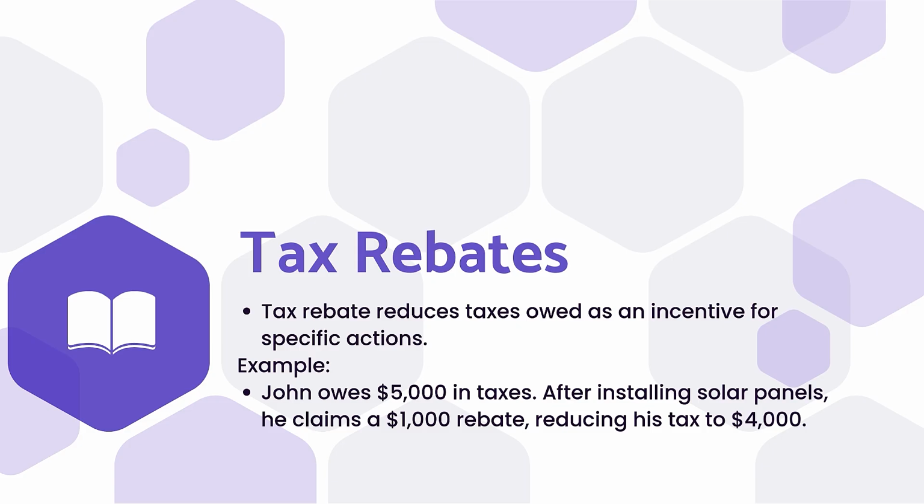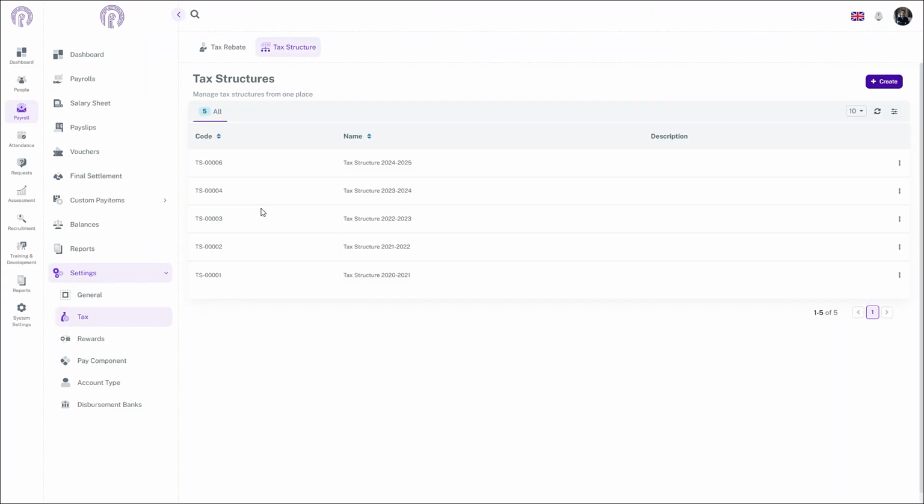Now let's move to our next step, that is tax rebate. A tax rebate is a refund or reduction in the amount of taxes owed, often provided as an incentive or benefit for specific actions, investments, or circumstances. For example, John earns 50,000 annually and owes 5,000 in taxes. The government offers a 1,000 tax rebate for installing solar panels. John spends 10,000 to install them and claims the rebate. His tax reduces from 5,000 to 4,000 for the current year. If the rebate exceeds his taxes, the unused portion can reduce taxes in the next fiscal year.